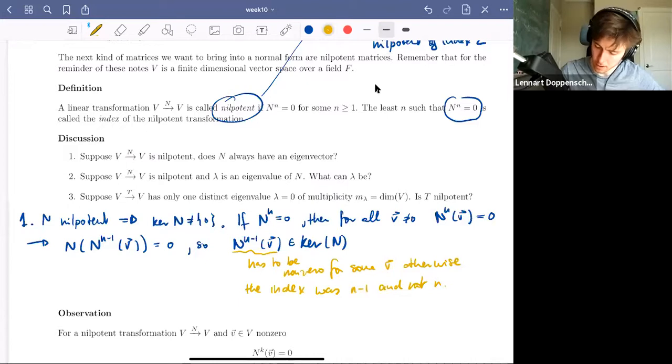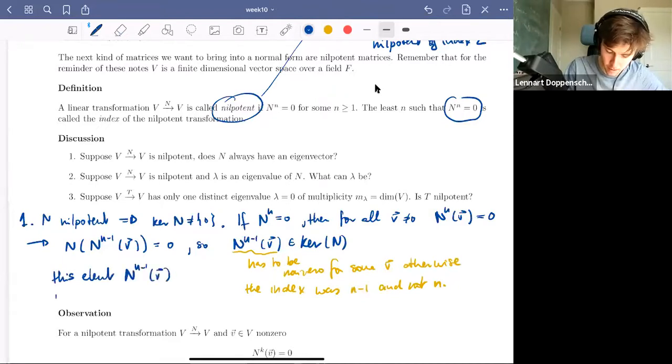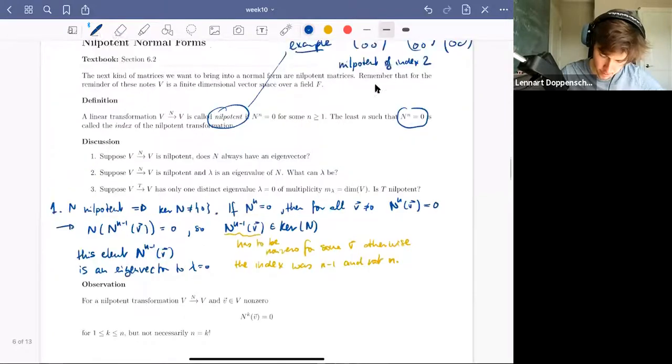I think it makes sense. Only the 0 vector sends everything to 0. If it's not the 0 vector, then there has to be some vector sent to something non-zero. But yes, as Andrew was arguing, because there's something non-trivial in the kernel, this element N to the n minus 1 of v is an eigenvector for lambda equals 0. I didn't even have space here. This is kind of unfortunate.